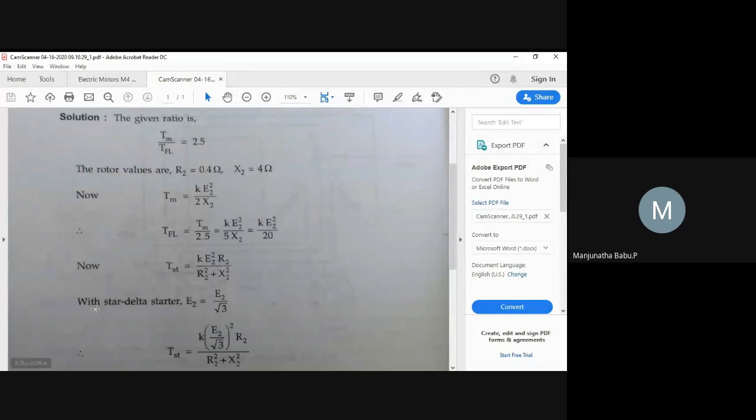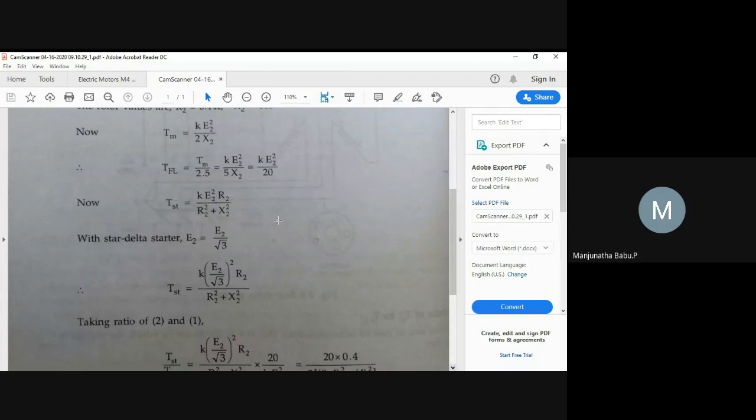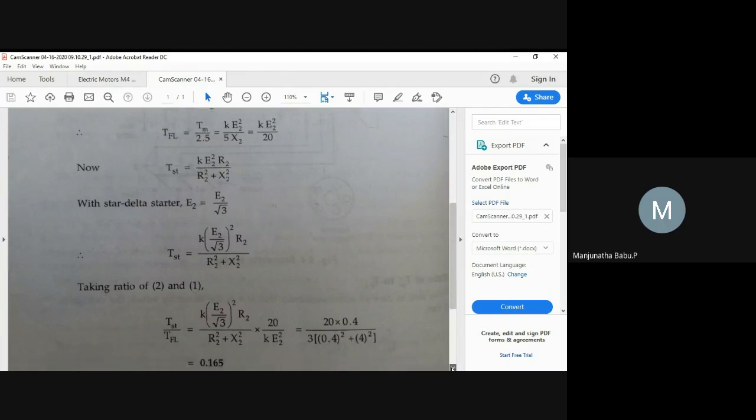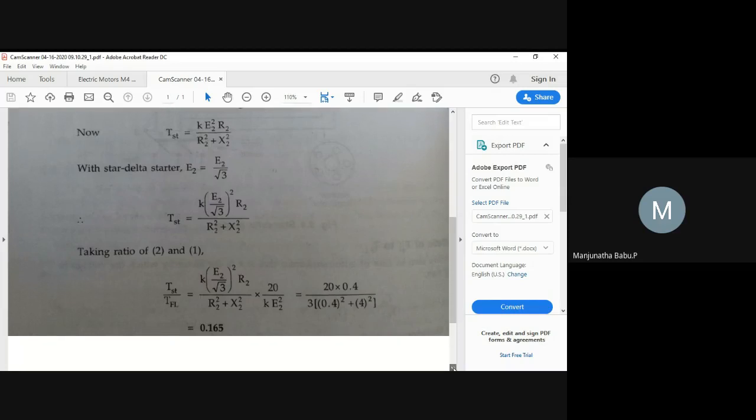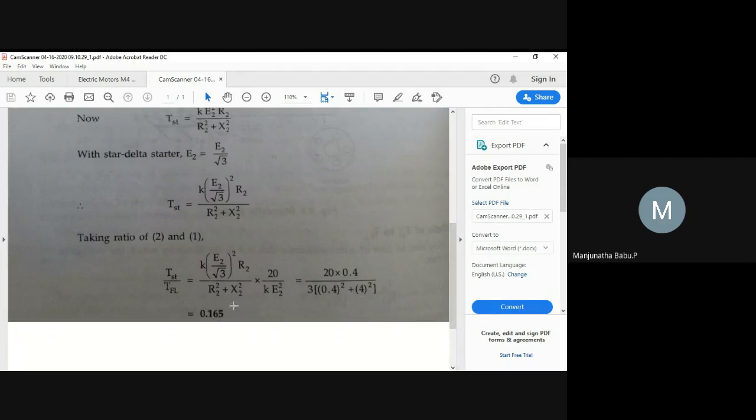Since it is a star delta starter, E2 becomes E2 by root 3. That is 1 by root 3 of the line voltage; we are considering phase voltage. So substitute in the starting torque. Now consider the two equations: this is the starting torque equation and here is the full load torque equation. Substitute, and you will get starting torque to full load torque equal to 0.165.